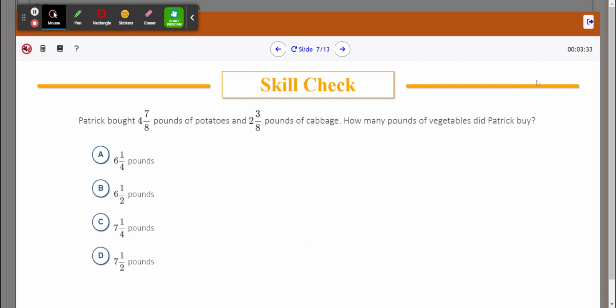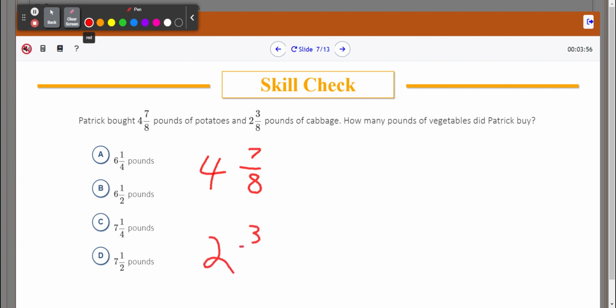Let's look at an example. The problem says Patrick bought 4 7/8 pounds of potatoes and 2 3/8 pounds of cabbage. How many pounds of vegetables did Patrick buy? This is an addition problem. We have to add these two numbers together. First things first, we're going to convert both of them into improper fractions. So I have 4 7/8 and I have 2 3/8.